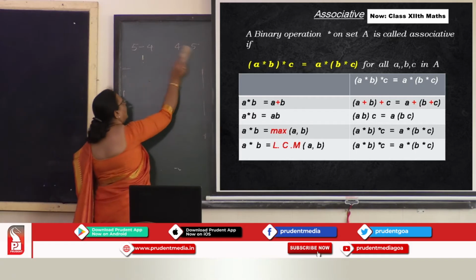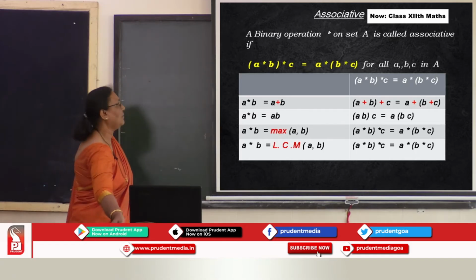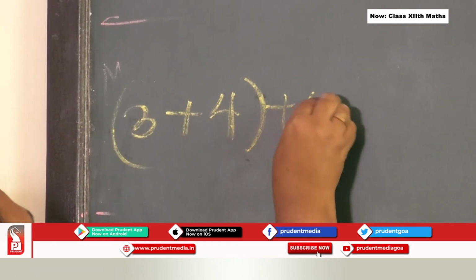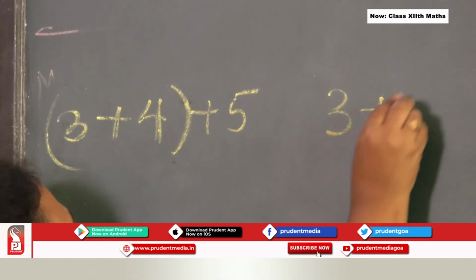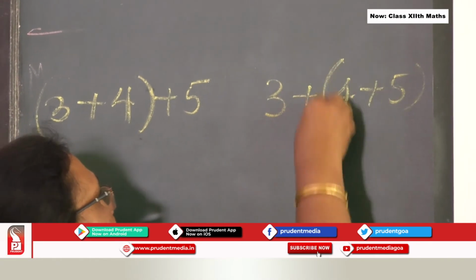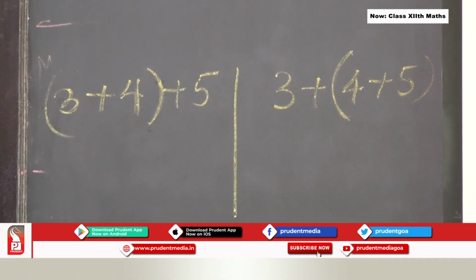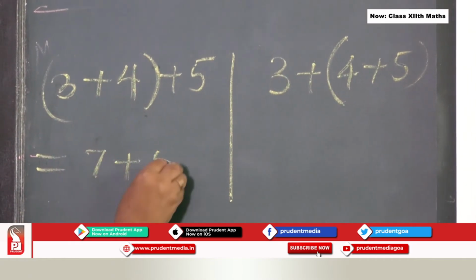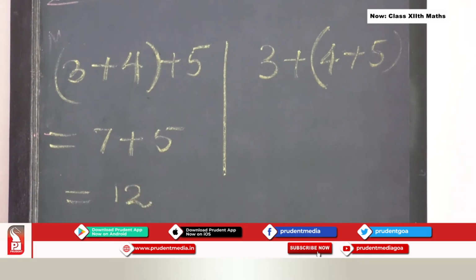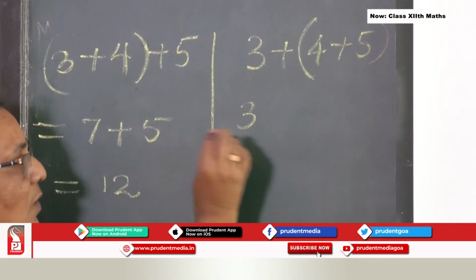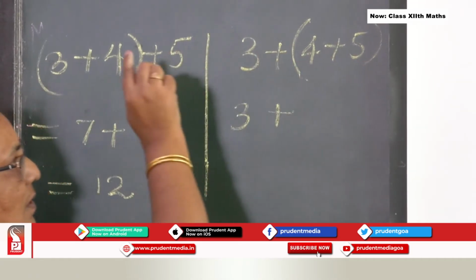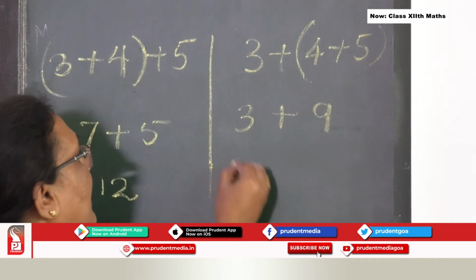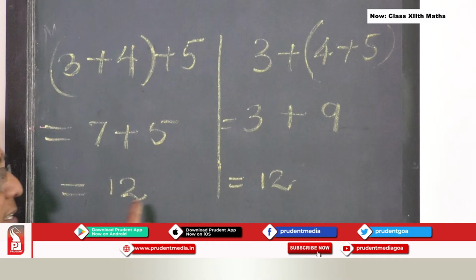I will give one example for you all here. See here. One number I am taking: 3 plus 4 plus 5. On this side it is 3 plus 4 plus 5. The bracket is changed here. First the bracket is for these two things. You will get 7 plus 5, that is 12. And on this side, 3 will remain 3 only, plus you add this first. The order is changed, add this first. So you will get 9, and 9 plus 3 is 12. Both sides the answers are the same.